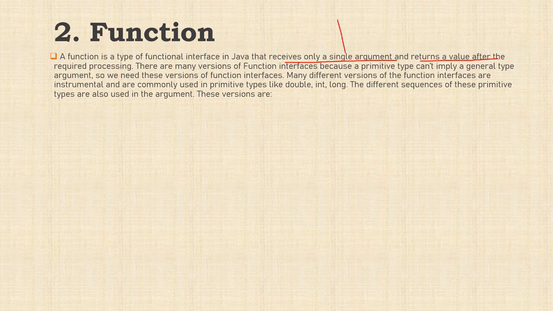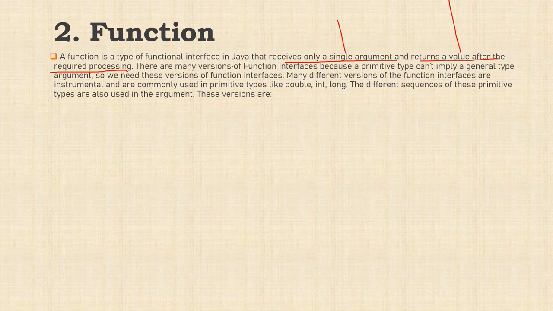So it takes an argument and returns a value after the required processing, that means after the calculation. In the previous case, the predicate was taking input but returning a boolean value. But in this case it's taking input and returning a value. The value may be an integer, string, double, or according to the requirement, maybe any custom class.